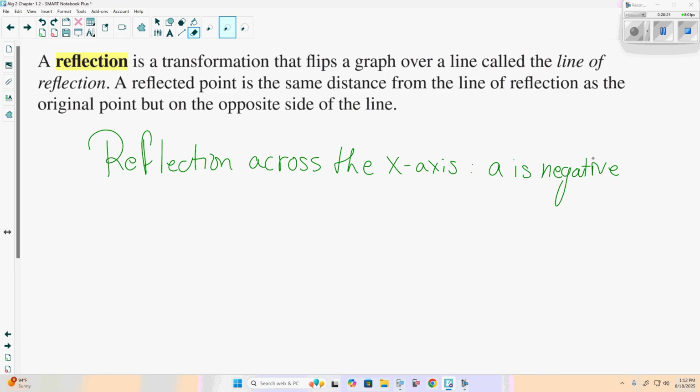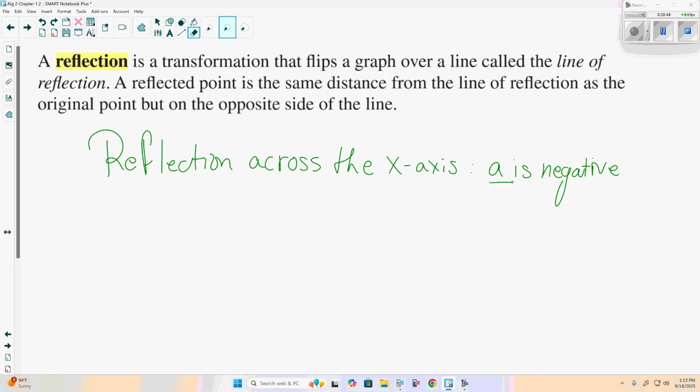Now note that I'm not talking about the value of A. I'm talking about a sign. Because a specific number, the number for A, is connected with vertical stretch or shrink. Its sign is connected to reflection. So if A, the number in that spot, is negative, it's telling us the reflection across the x-axis.